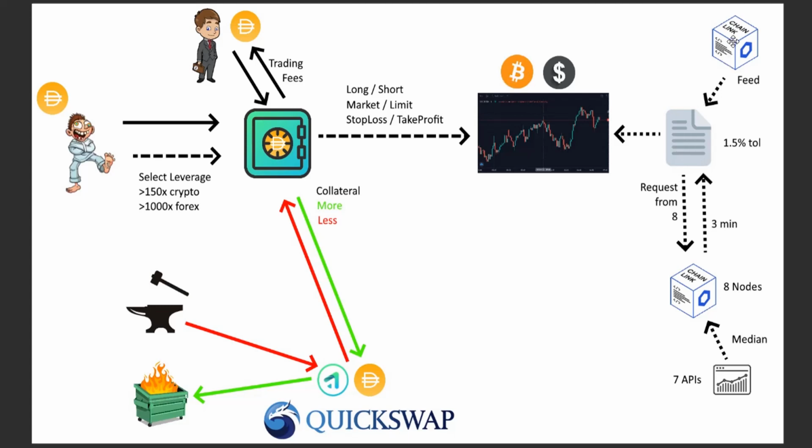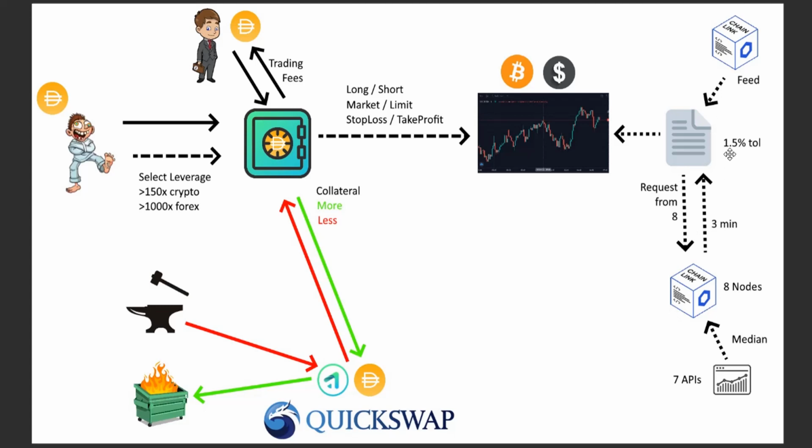However, this Chainlink thing is not per second. It's not a constant tick. So they've set up these other nodes with Chainlink. And anytime there's an execution of an order, it will ask Chainlink for the price, and it has a tolerance of 1.5%. They have 8 nodes, by the way, and these 8 nodes take from 7 APIs, take the median of each node, and then the median of those 8 nodes, and it will tell them the price.